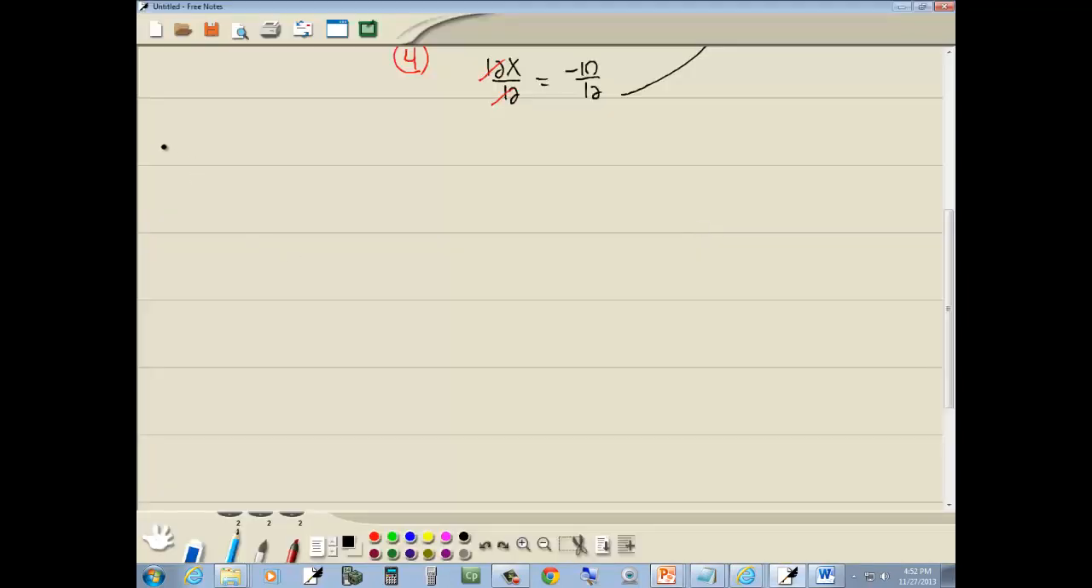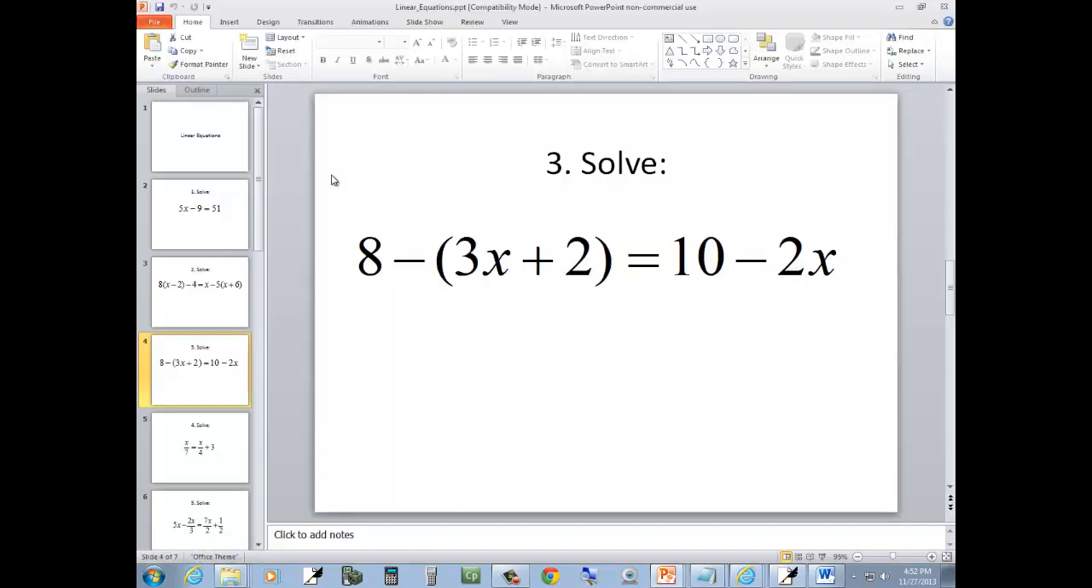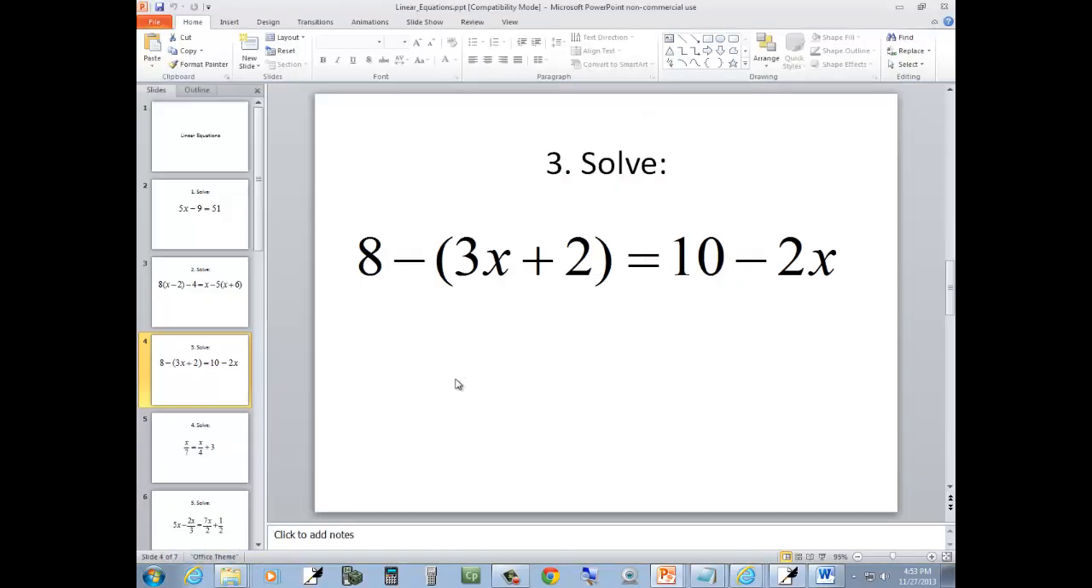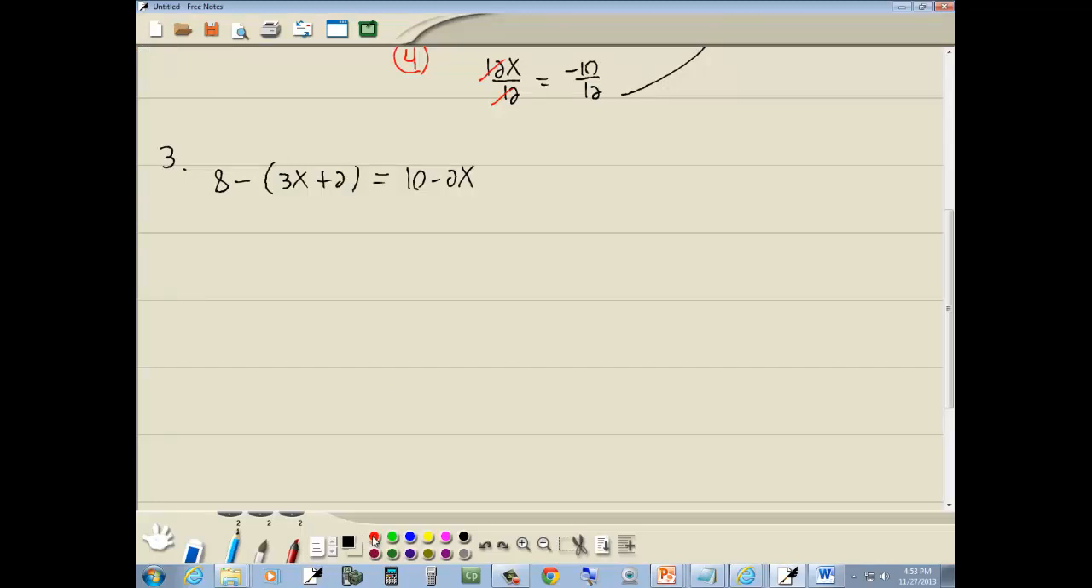Let's take a look at this one. We've got 8 minus (3x plus 2) equals 10 minus 2x. Same instructions, we want to solve. Well, first step, get rid of parentheses. Now here we don't have a number in front of it, but if I were to put a number, there's always the invisible 1 there. So we're going to take negative 1 times 3x and negative 1 times 2. So 8 carries down. Negative 1 times 3x is negative 3x. Negative 1 times 2 is negative 2.